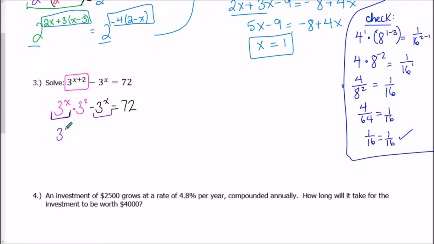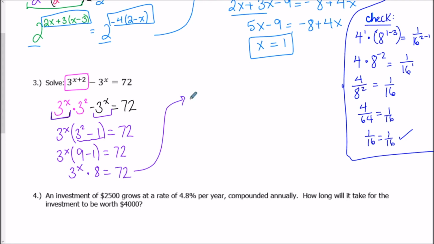So I end up getting 3 to the power of x times 3 to the power of 2 minus 1 is equal to 72. So I'm going to evaluate what I have inside of here, because that's a nice easy number. So I get 3 to the power of x times, 3 to the power of 2 is 9, 9 minus 1 is 8. So I get 3 to the power of x times 8 equals 72. Now I'm going to divide both sides by 8 to get this 3 to the power of x alone.